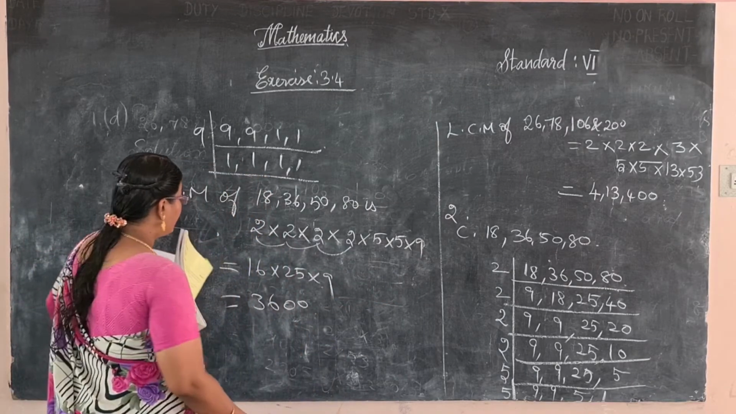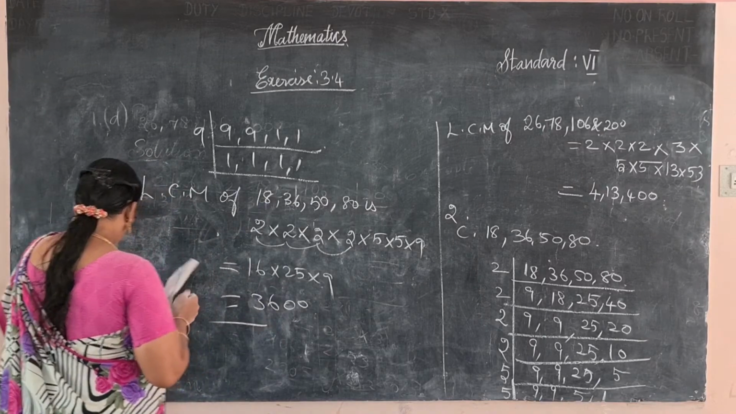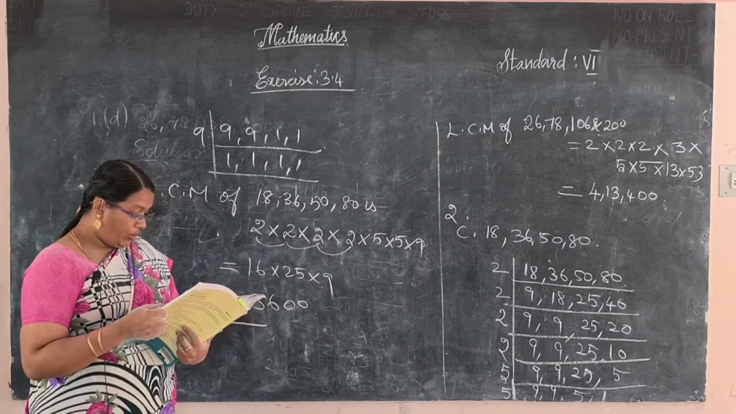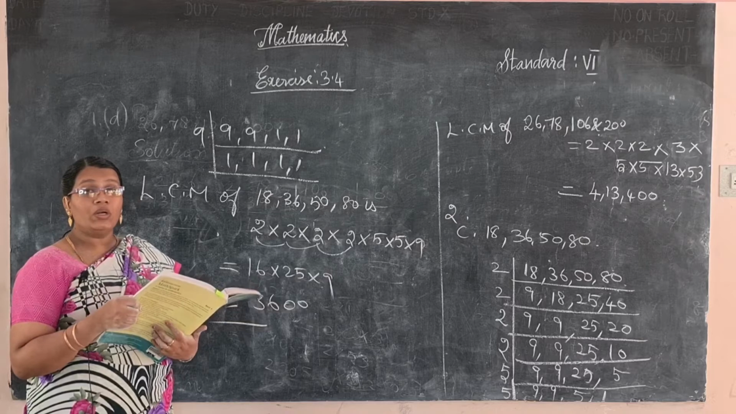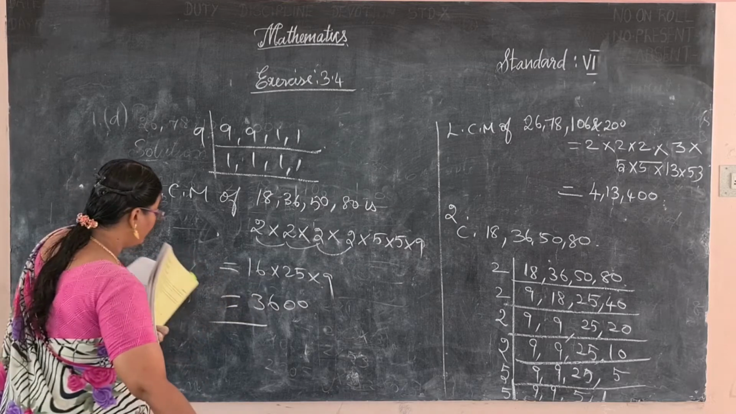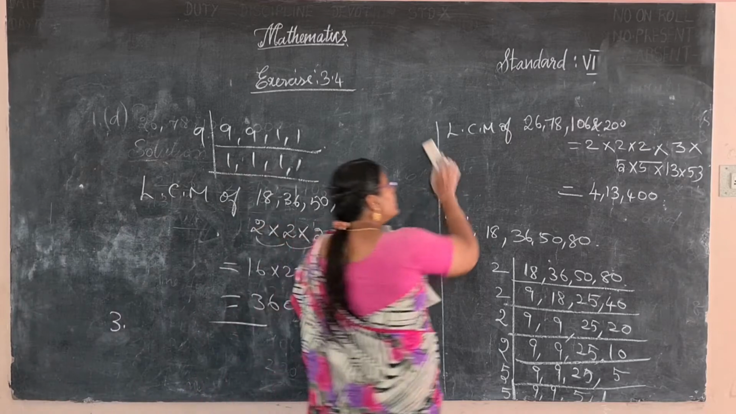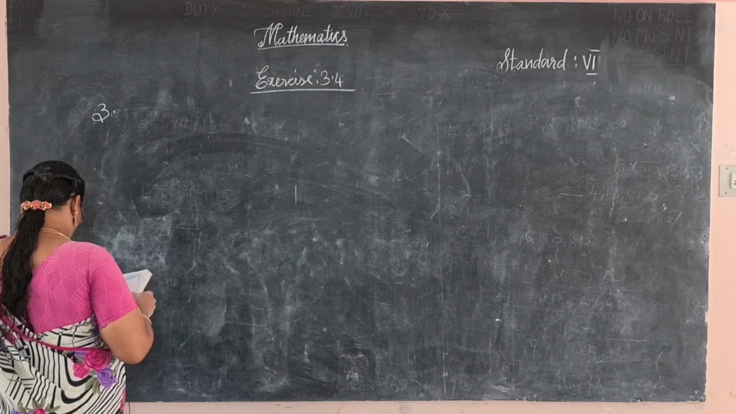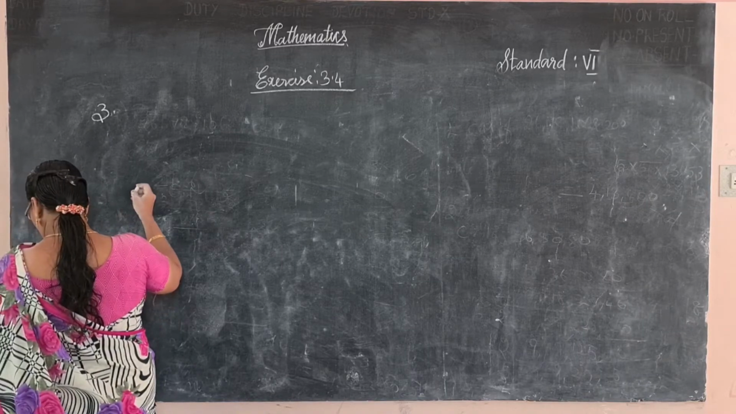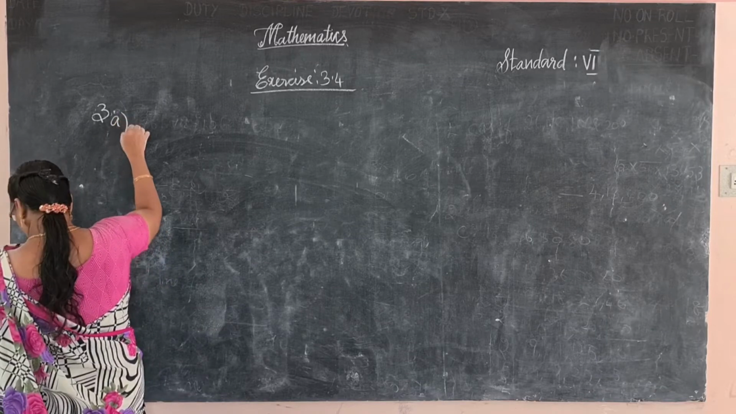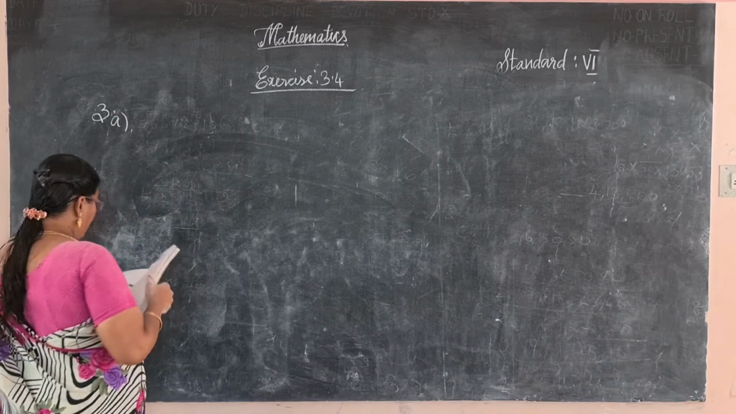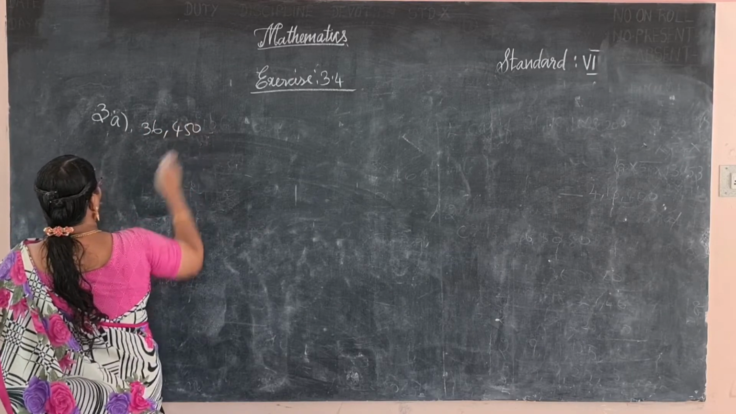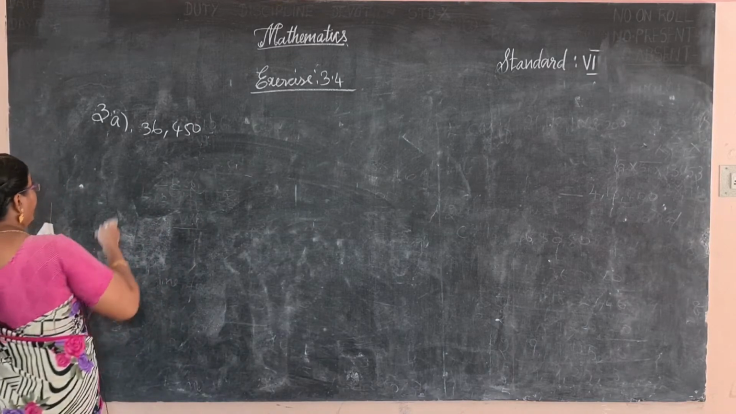Okay, and next one, third problem. The remaining problems are homework. Find the HCF and LCM of the following and verify that the product of the numbers is equal to HCF into LCM. First problem. The remaining 3 problems are homework. So given 36 and 450. Solution.